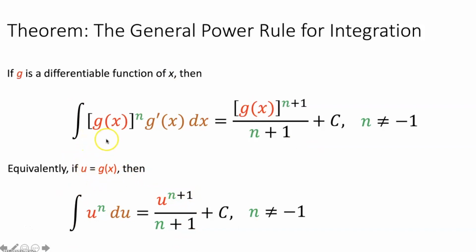So all this is saying is that you can still use the power rule when you use U-Substitution. So if we substitute u in for g of x and du in for g prime of x dx, and we integrate u to the nth power du, it's still going to be equal to u to the n plus 1 over n plus 1 plus c, just like we normally integrate.